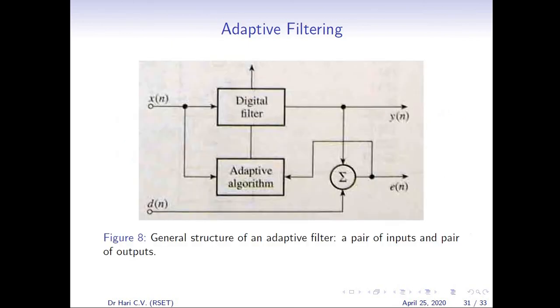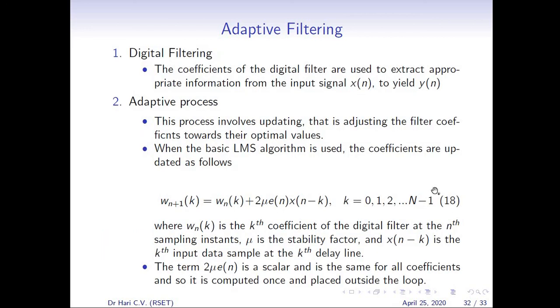The next one is adaptive filtering. The general structure of an adaptive filter is shown in figure 8. A pair of inputs and a pair of outputs are also shown. Now, what is adaptive filtering? In digital filtering, the coefficients of the digital filter are used to extract the appropriate information from the input signal x of n to yield y of n. This process involves updating, that is adjusting, the filter coefficients towards their optimal values.